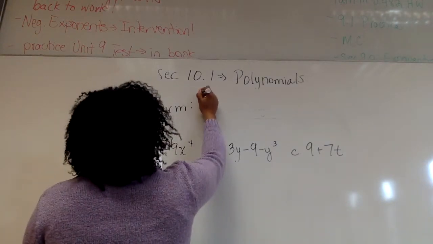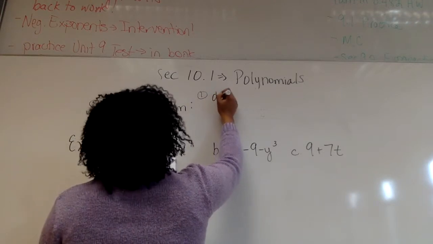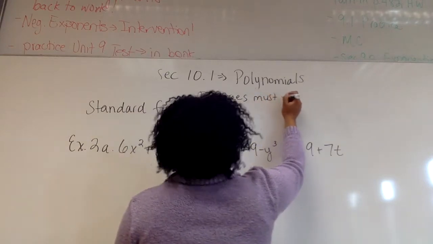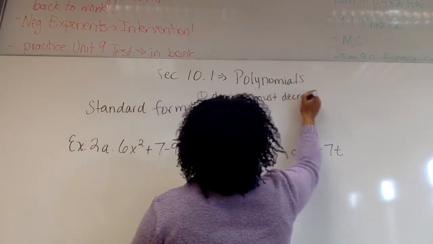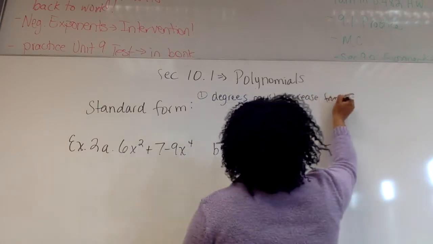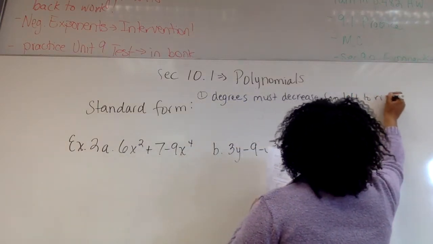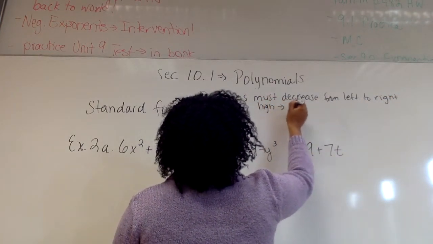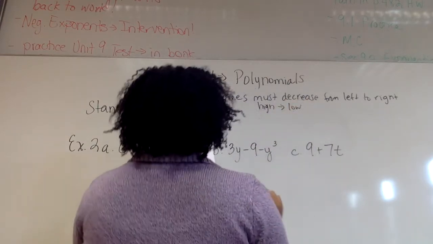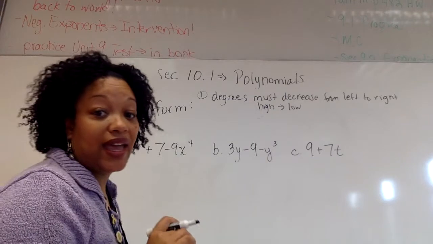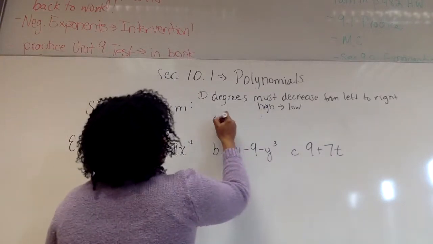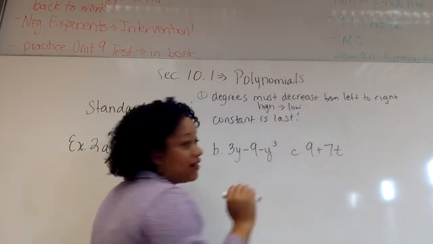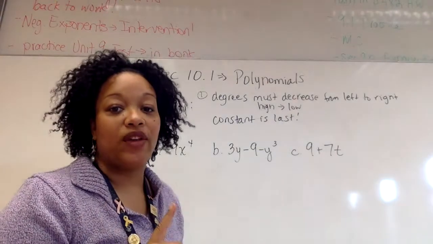And here's how you write the standard form of a polynomial. The first thing you need to remember is the degree, so that's your exponents. The degrees must decrease from left to right. In other words, you're going to go from high to low with your degree. And when I say high to low, your constant is always last. Your constant, just that number that doesn't have a variable, will always be last.